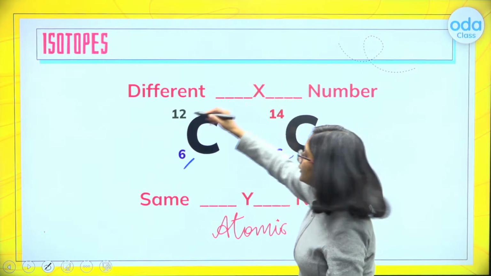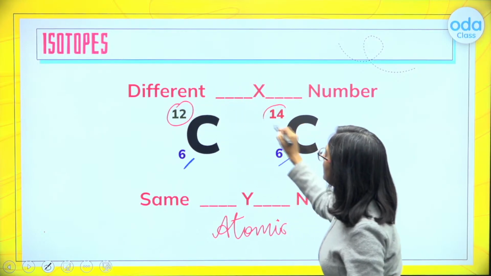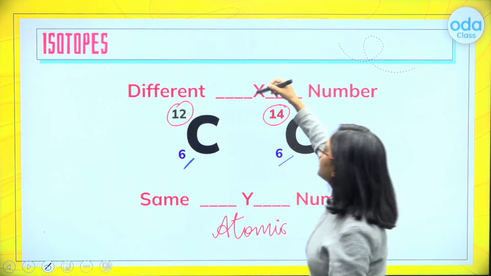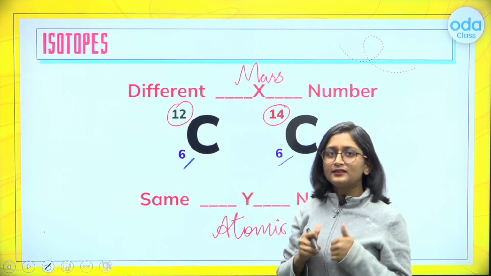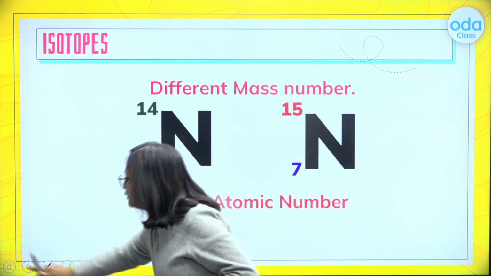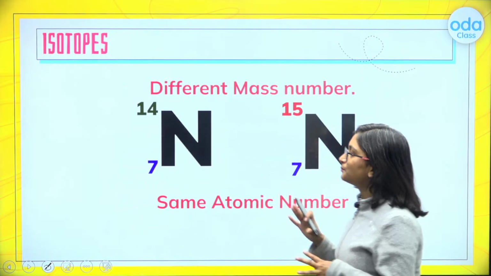whereas different mass number. What would be different here? It is 12 here and 14 here. So you can say that what would be different? Different would be the mass number. Got it? Concept is done. So you would be able to solve multiple questions based on this.